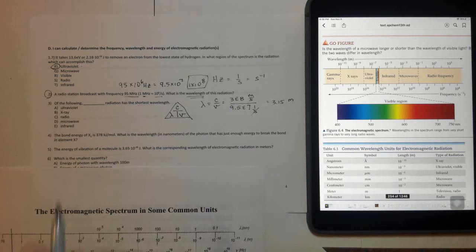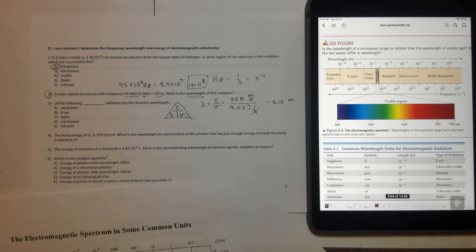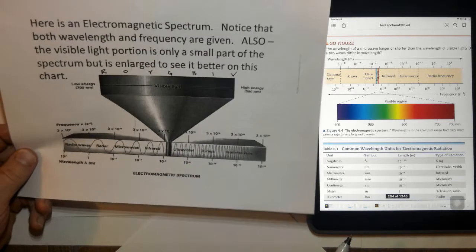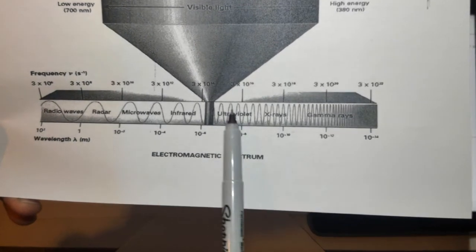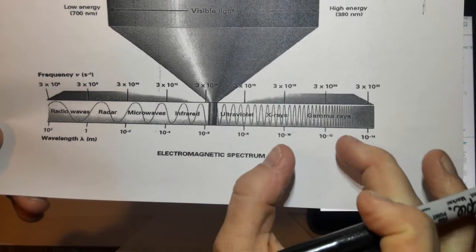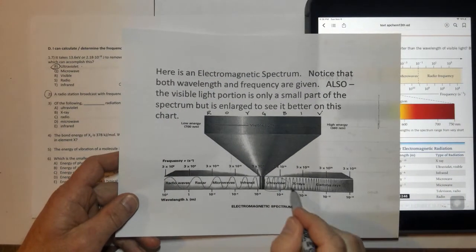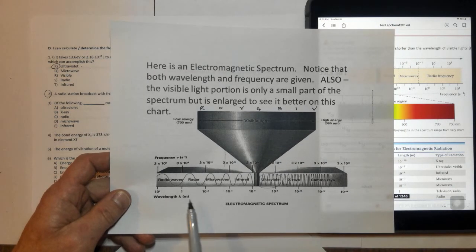Number 3, of the following, blank radiation has the shortest wavelength. So you can find this several different ways, but I think looking at a chart like this is helpful because it's actually got the waves right here, and it actually shows them getting shorter and shorter or closer and closer together. And the chosen ones in here are ultraviolet, X-ray. Oh, and we can already see that X-ray are shorter wavelengths. You can look at the numerical values here too.